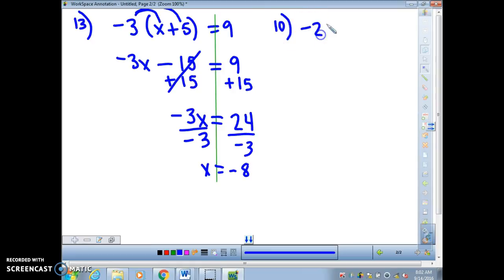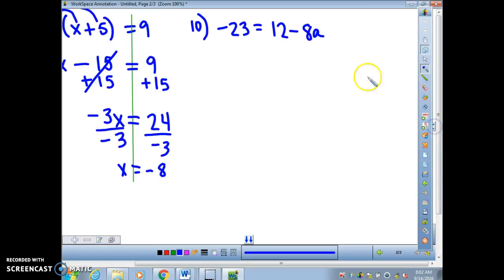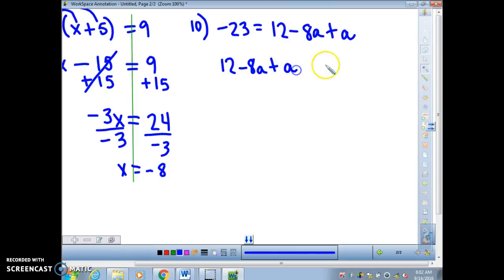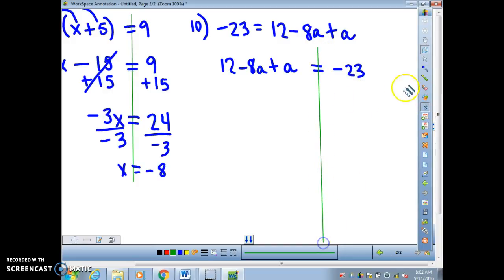So we have negative 23 is equal to 12 minus 8a plus a. Alright? If you want to, you can turn that around and put the 12 minus 8a plus a on the left side and move that negative 23 to the right side. You don't have to do that, but if you prefer, then you can.